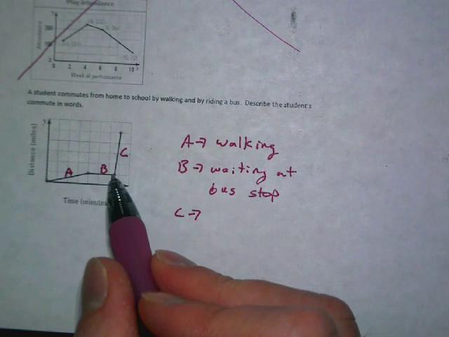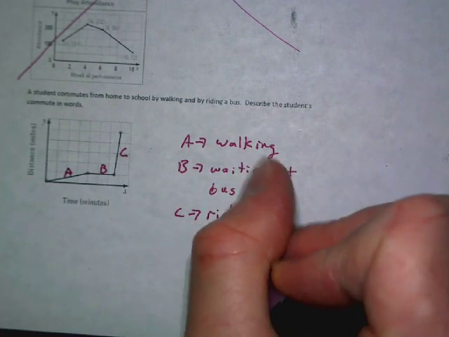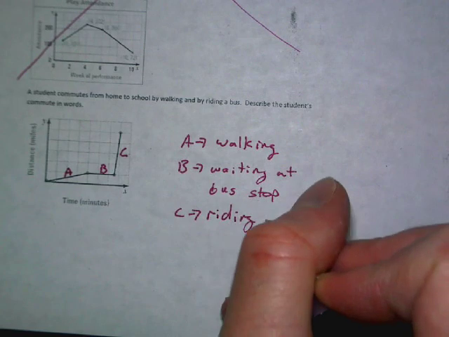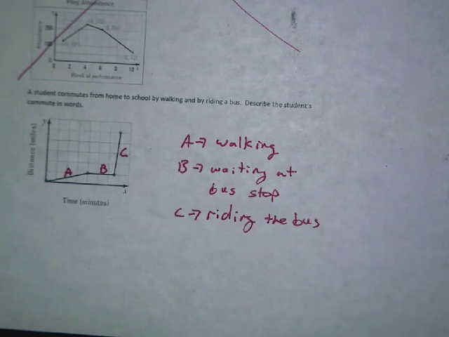And then part C, very little time has passed and we've gone a great distance. So now he, or she, is most likely riding the bus. So that is how we could interpret the meaning behind a graph. Okay, so this was slope and rate of change, part 2.